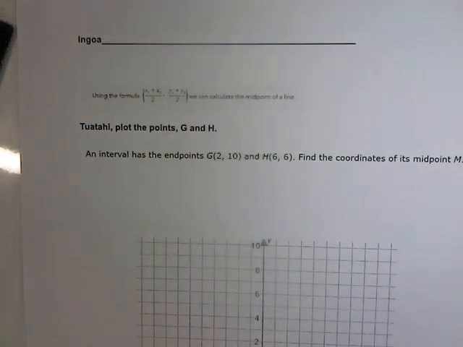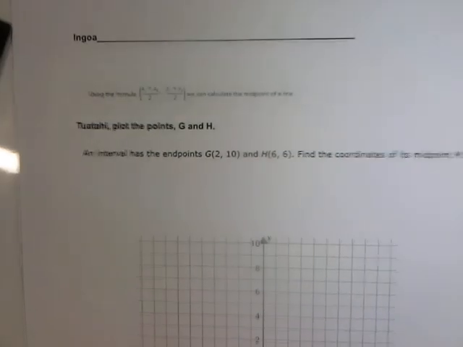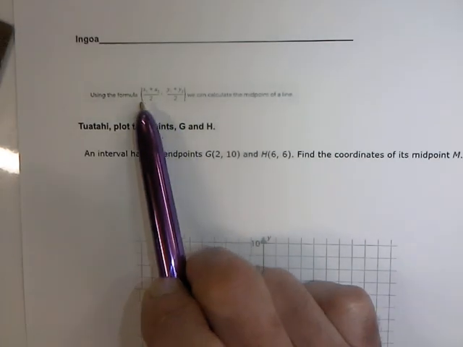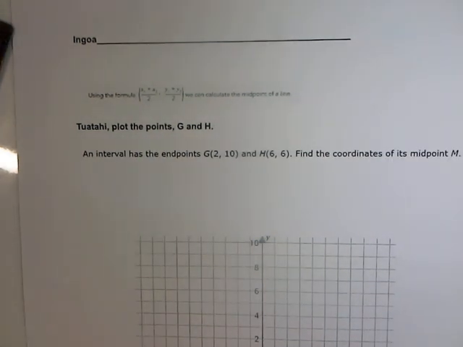Kia ora. In this video lesson, we are going to be talking about finding the midpoint of a line segment using the formula where we add together the x coordinates and average them and do the same with the y.